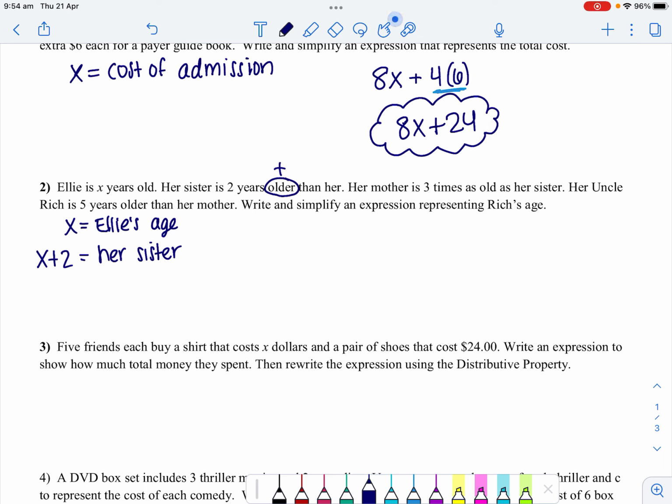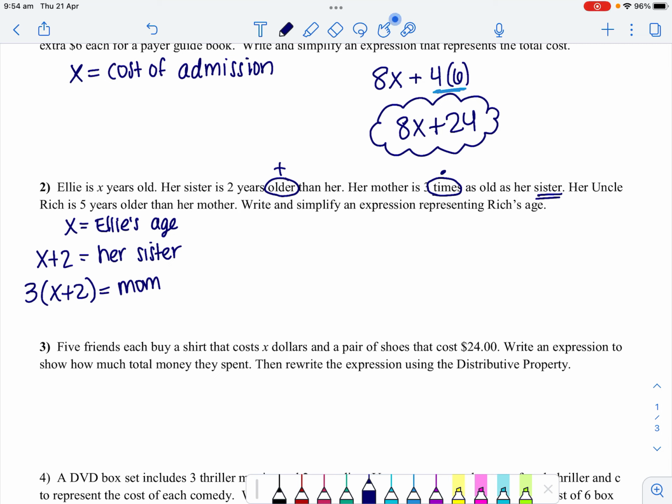Then it says her mother is 3 times as old as her sister. Now this is important. So I'm doing 3 times her sister. Well, her sister is X plus 2. So the mom is 3 times X plus 2. And this is going to be my distributive property. So this is mom. So this expression is going to include the distributive property because I'm doing 3 times her sister. Well, her sister's whole age is Ellie plus 2.